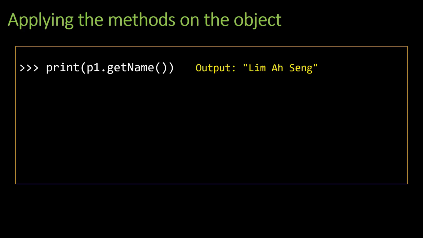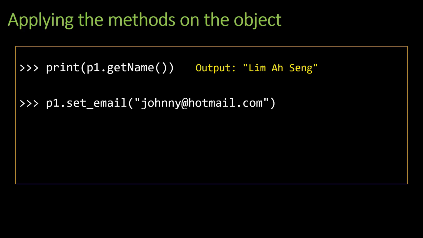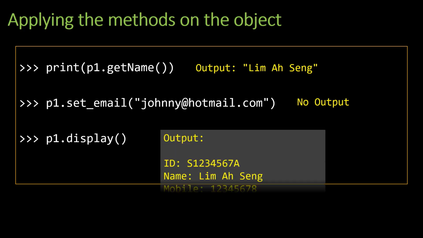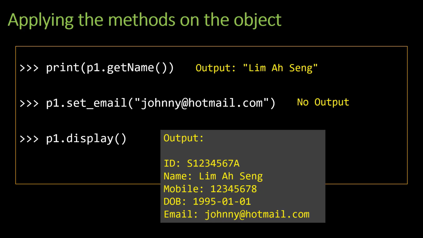How do we apply the methods on the object? P1 is an instance of the person object. We can use the method called getName, and this will provide you the output of the name for P1, Lim Ah Seng. You can also use the method setEmail on the object P1. When you set the email, you must provide a new email address. The previous email address is limaseng@hotmail. So now you change the email address to johnny@hotmail. There is no output for the modifier methods. And when you use the display method on the P1 object, it will output all the information of Lim Ah Seng.